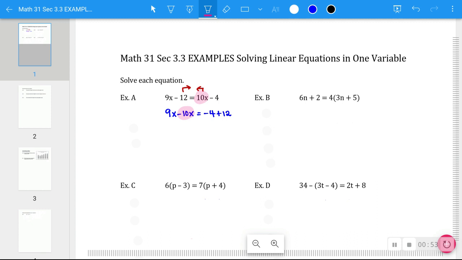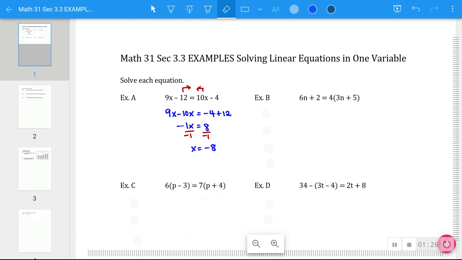So it's now a negative 10x. And likewise, you're going to do the same thing with the negative 12, and take it over to the other side as a positive 12 or a plus 12. Now what's really happening here in the background is that you're adding 12 to both sides on that last step. Okay, then you just simplify both sides. You can see that I get negative 1x on the left and 8 on the right. And finally, you're going to divide both sides by negative 1 to finish the job.